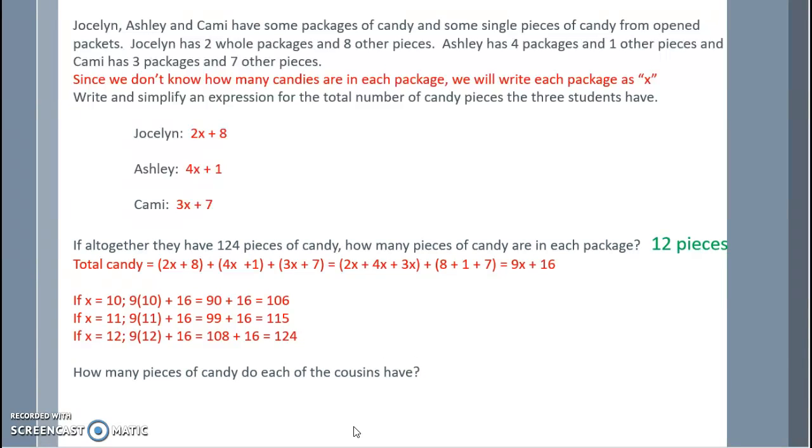Let's determine how many pieces of candy each of the cousins have. So 2 times 12 is 24, plus 8 is 32. 4 times 12 plus 1 is 48 plus 1, so Ashley has 49 pieces. And Cammie has 3 times 12, or 36 plus 7, so 43 pieces of candy altogether.